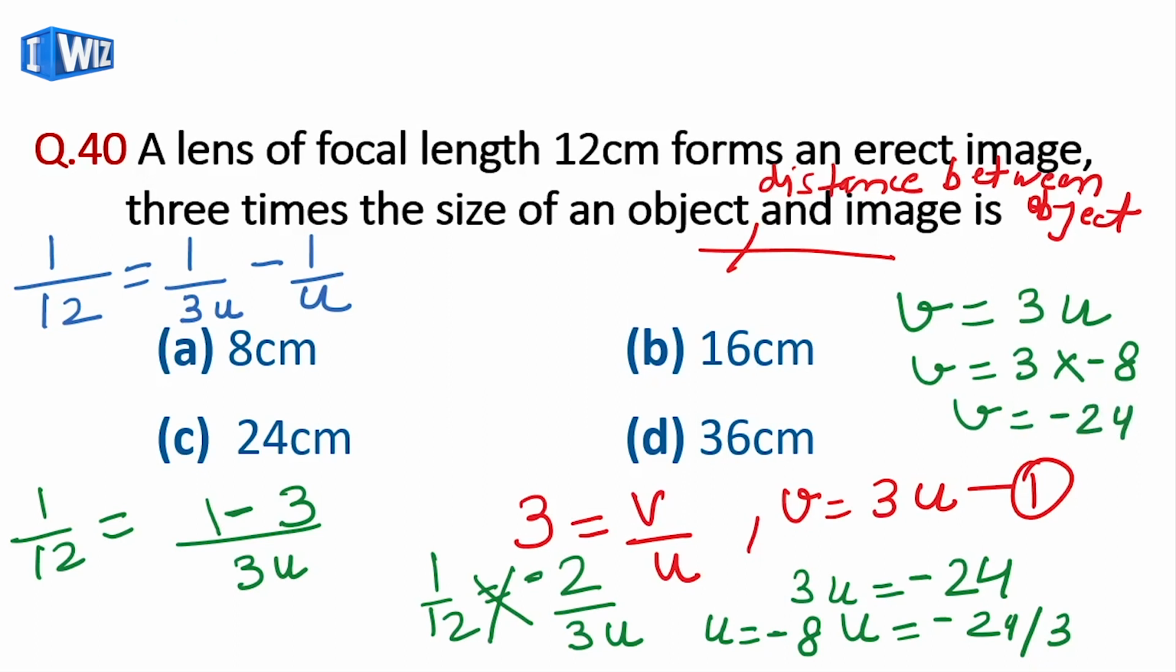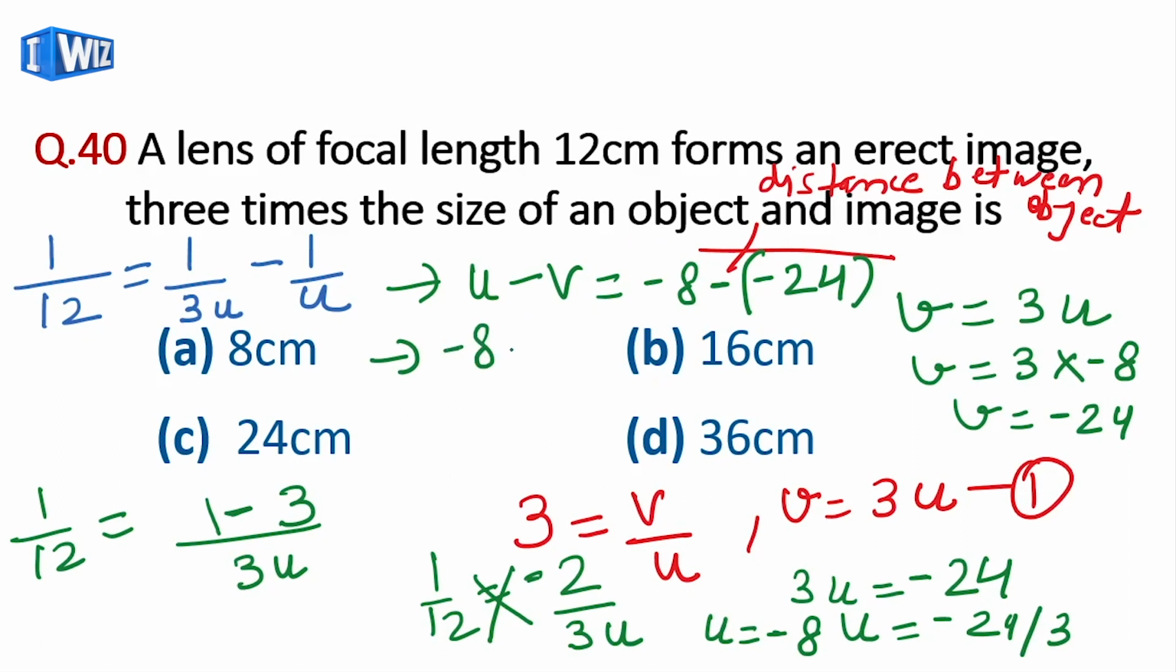So what is asked in the question, that find the distance between object and image. Object and the image distance is what? So the correct option will be U minus V. Put the value of U over here. The value of U is minus 8. V is how much? Minus 24. So minus 8 minus, plus 24 is how much? 16 centimeter.